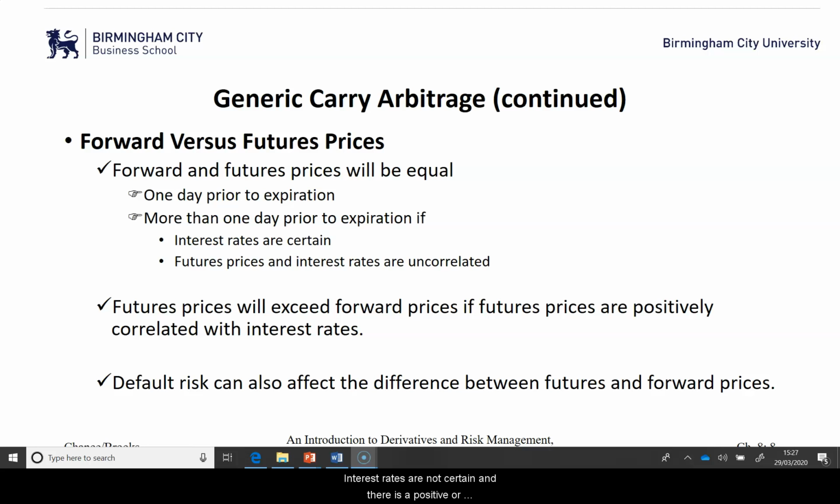If interest rates are not certain and there is a positive or negative correlation between futures prices and interest rates, then the implications are that futures prices will be higher than forward prices if there is a positive correlation between futures prices and interest rates, because futures contracts will earn mark-to-market profit when interest rates are high and mark-to-market loss when interest rates are low. So reinvesting mark-to-market gains at high interest rates and refinancing mark-to-market losses at low interest rates. If there is a negative correlation between futures prices and interest rates, then forward prices will be higher than futures prices.